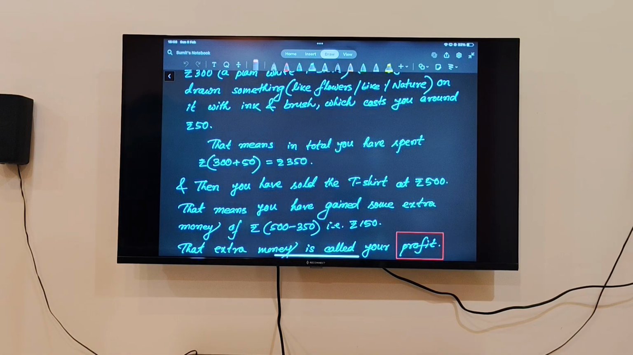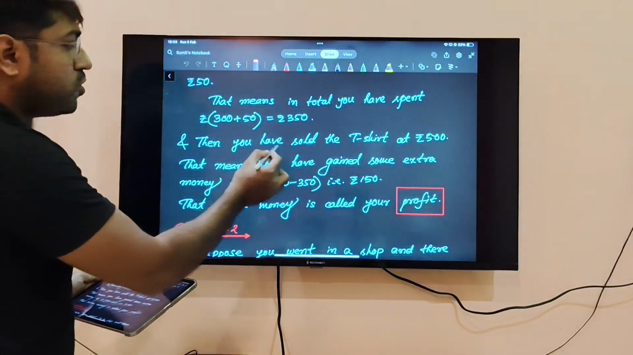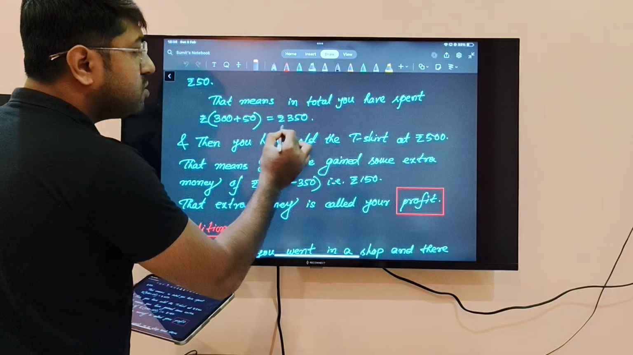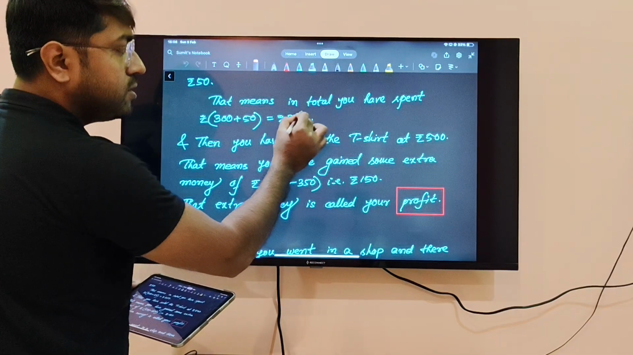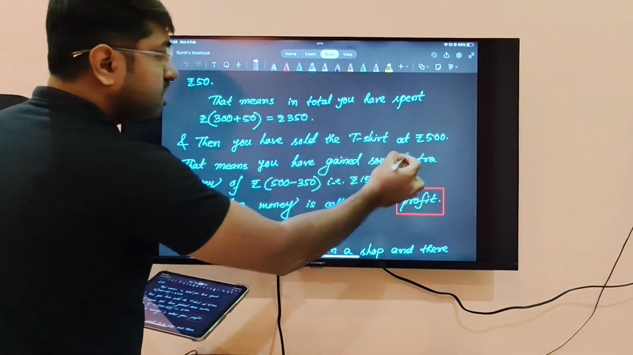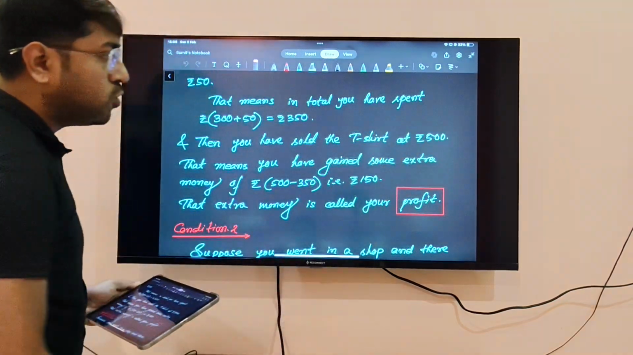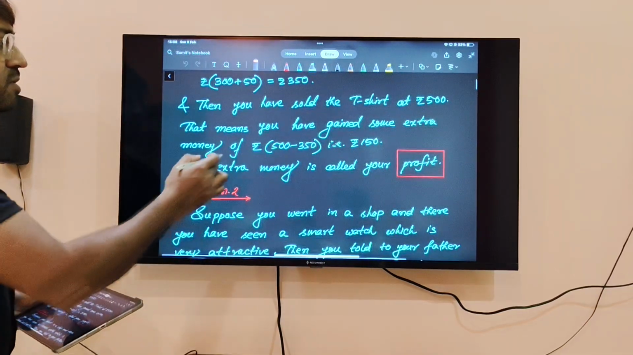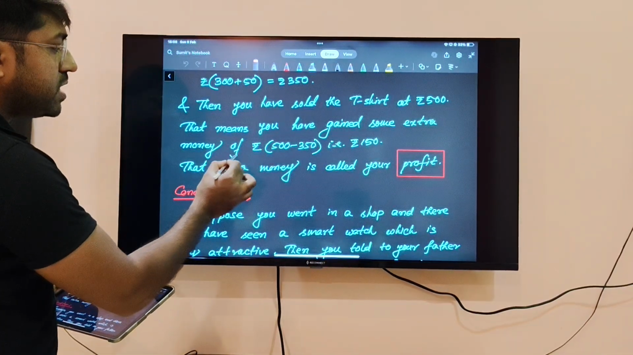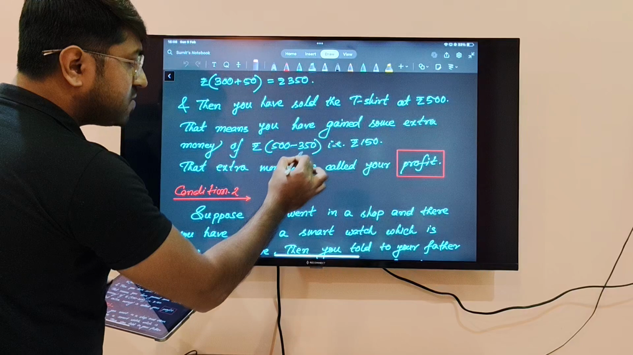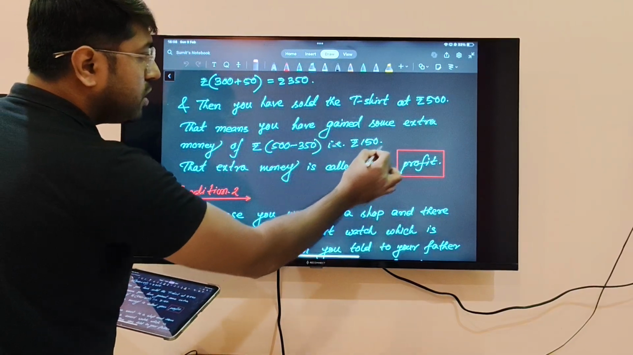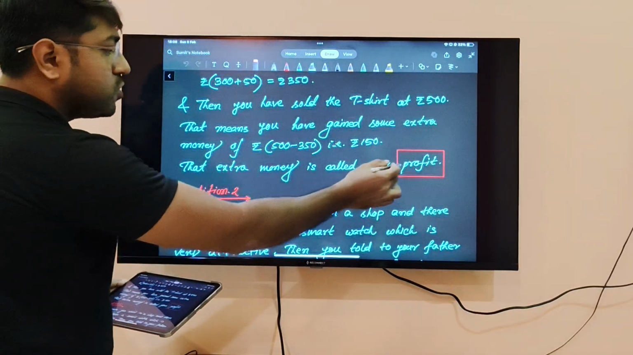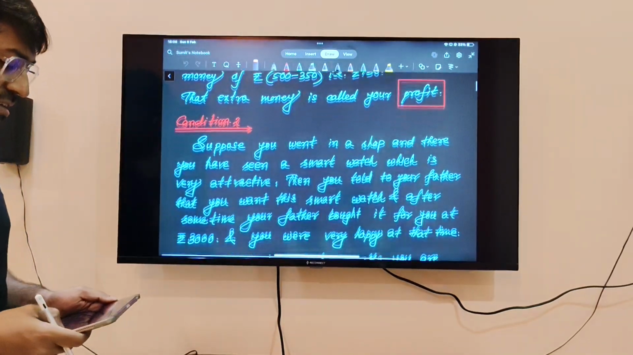Then you have sold the t-shirt at rupees 500. So you can see that was the total expenditure, that means you have spent it, and that is the amount you have sold it at. So there is a price gap in between them, right? That means you have gained some extra money of 500 minus 350. That gap will be your profit, the extra money is called your profit, right?